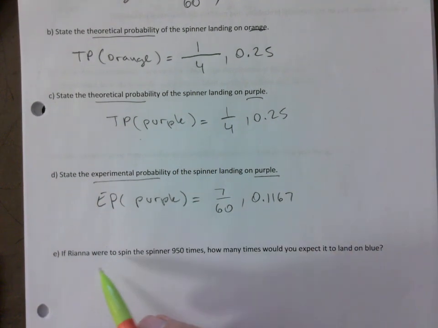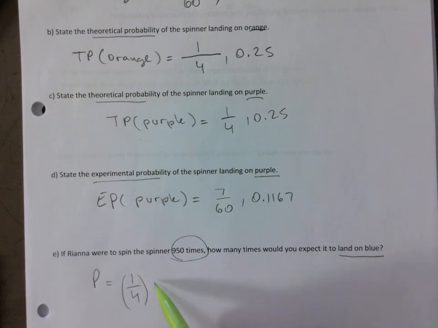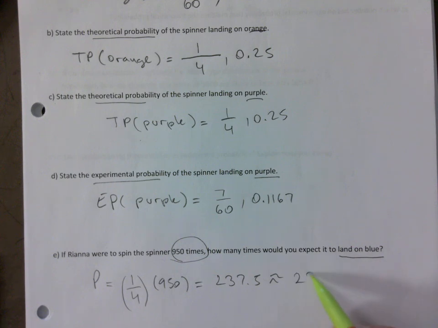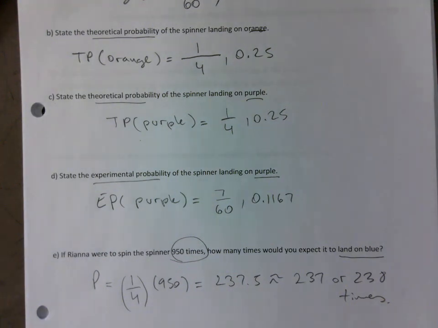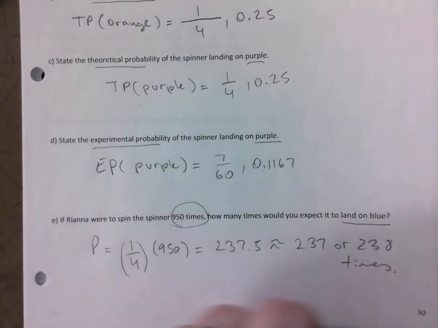Here's another one. If Rihanna were to spin it 950 times, how many times would you expect it to land on blue? Okay, we're going to use a prediction, and that would be 1 over 4. We use the theoretical times 950. That gives you 237.5, which is approximately 237 or 238 times. Okay. So there we go. That concludes this page. Let's keep going.